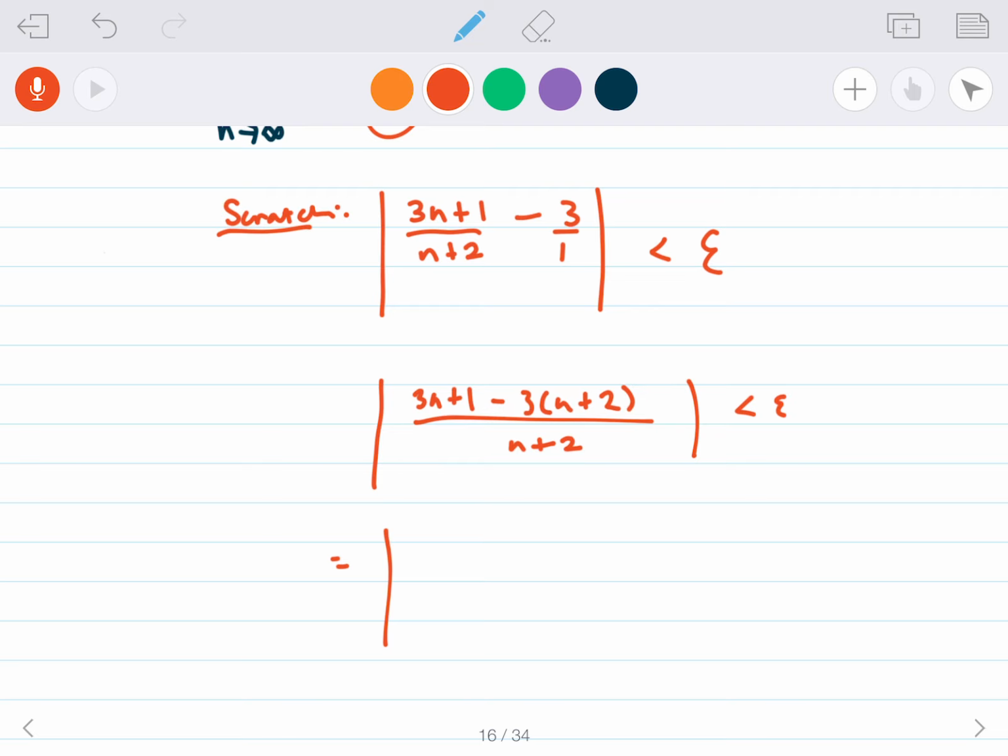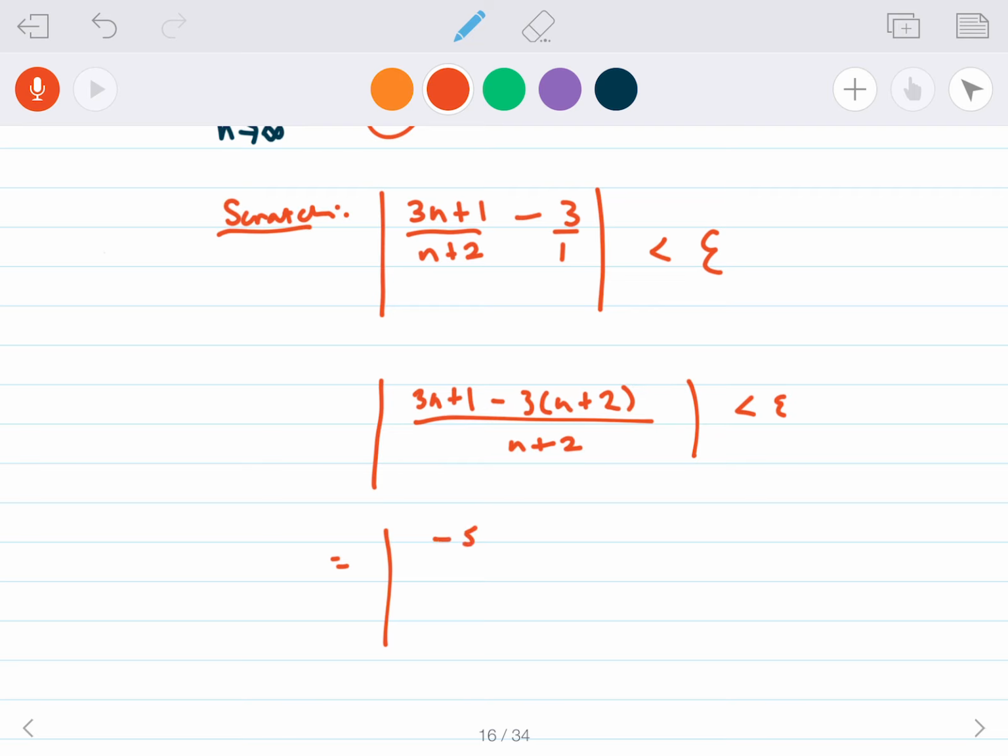Negative 3n, 1 minus 6. Okay, let's see. Yeah, I think this is... Yeah, sorry. Okay, can't do math.